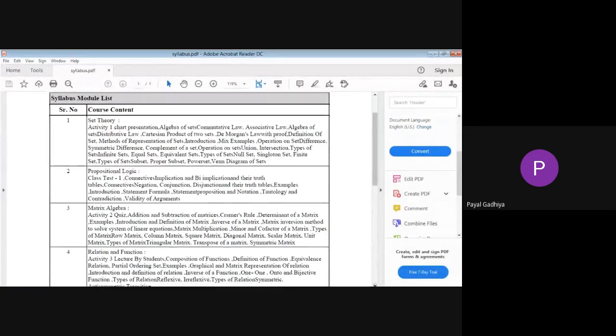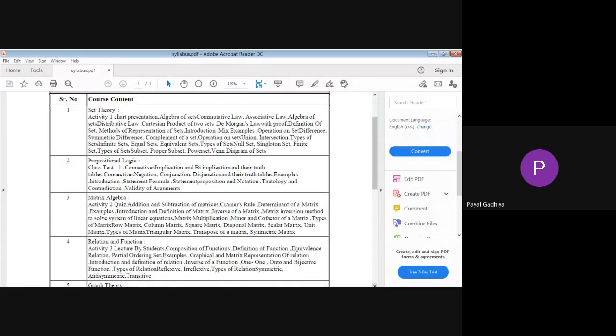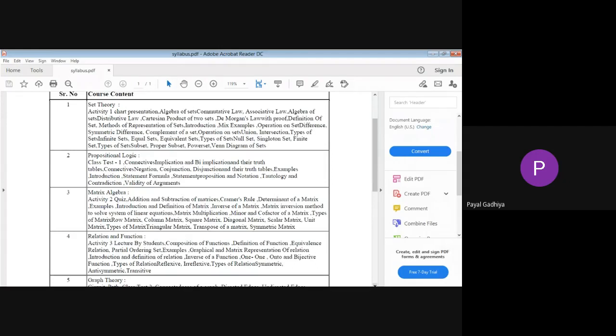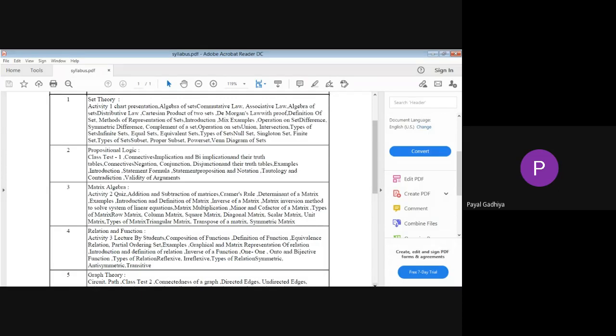The next unit is logic. So there will be logical implications, conjunction, disjunctions, and all that. Then next is matrix algebra.